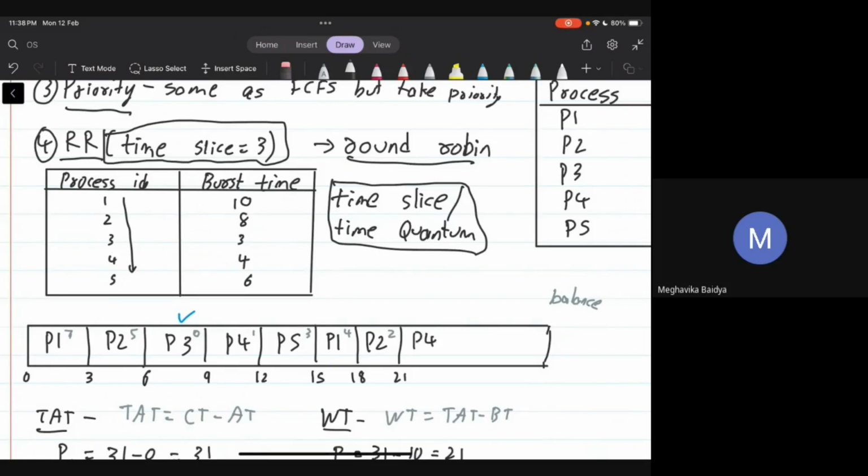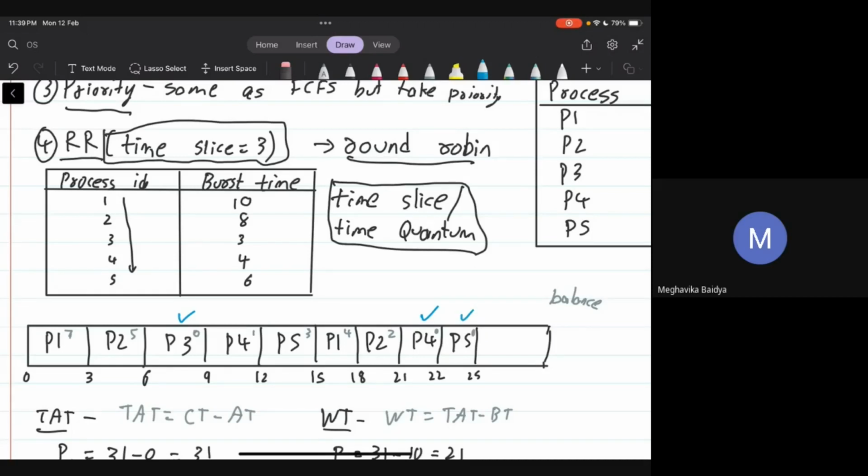And P4, if you see, there was only one left in the last cycle. So you'll do only one second of the execution. So you'll write from 21 to 22. And this becomes 0. This P4 is done. Now you do P5. For P5 only 3 was left. So 22 plus 3 is 25. And this becomes 0. So P5 is also done.